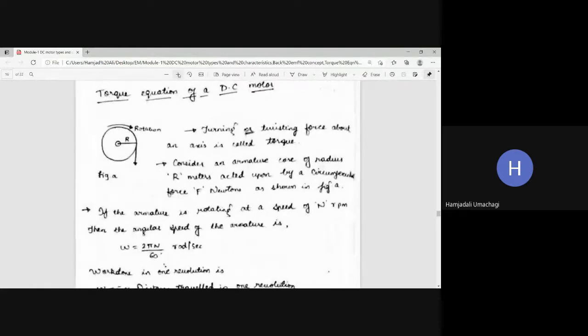Yes, sir. In today's class we'll discuss one of the important topics, and this is one of the repeatedly asked questions in the VTU exam, like explain the torque equation of a DC motor. Here you are supposed to derive the torque equation of a DC motor. Okay, now let us see the torque equation of DC motor.